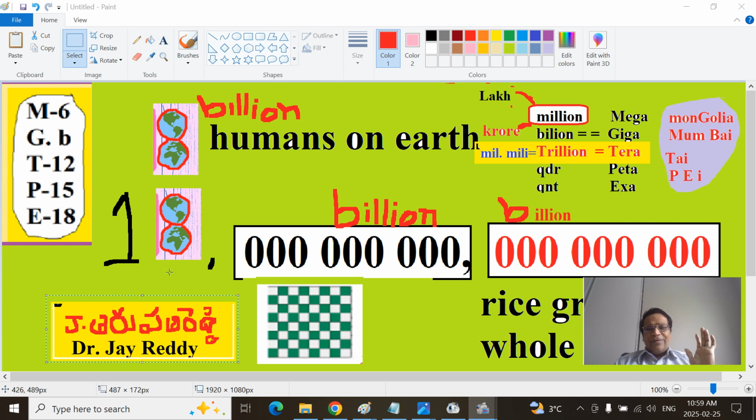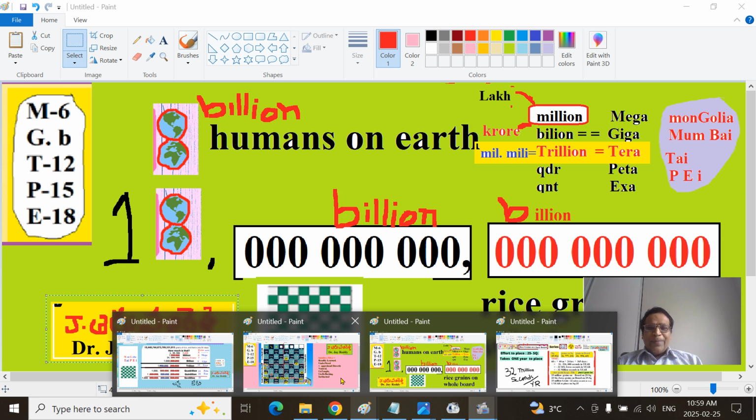18 followed by 18 zeros, that is 18 hexa grains or 18 quintillion grains. 18 zeros means hexa quintillion. That many grains you have to fill on the chessboard, and on that particular 64th square, almost half: instead of 18, that is 9 billion or 9 quintillion or 9 hexa grains. So the task is humongous.